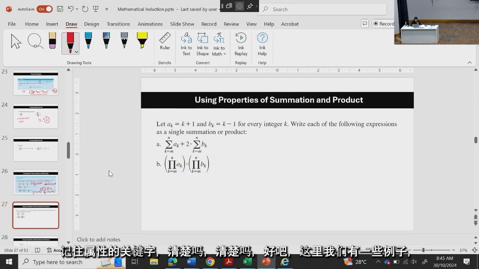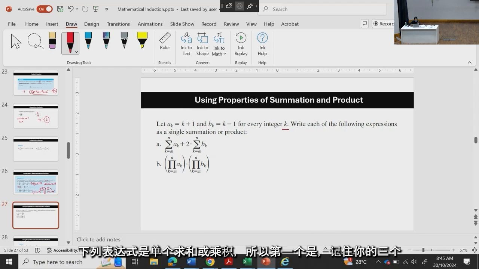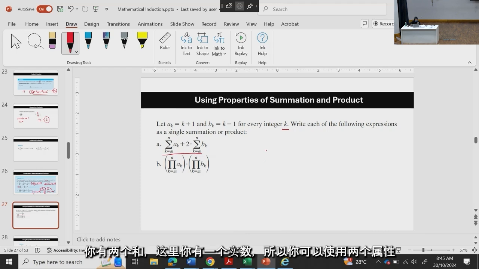Here we have some examples. Let a sub k equal k plus 1 and b sub k equal k minus 1 for every integer k. Write each of the following expressions as a single summation or product. So the first one is, remember your three properties. What do you observe over here? How can you write it as a single summation?